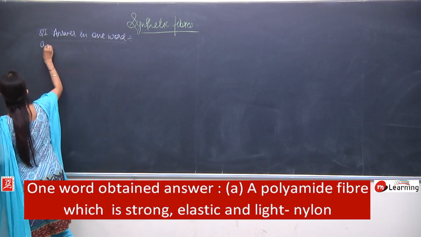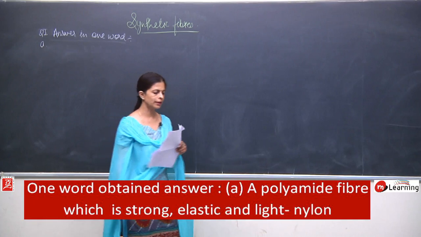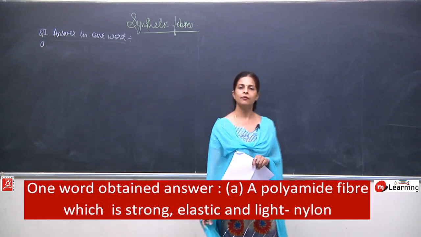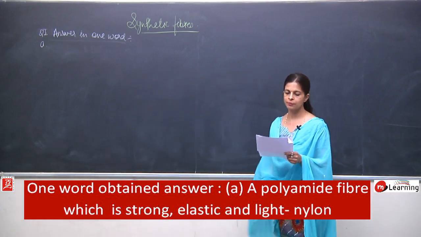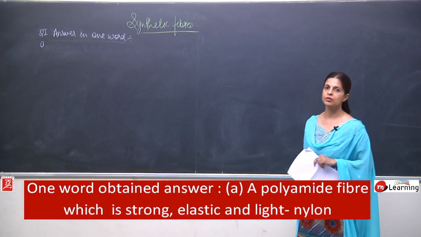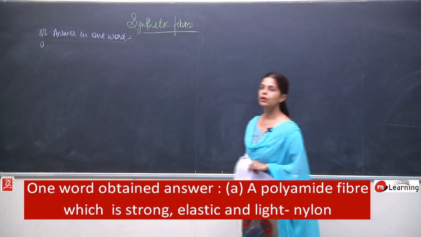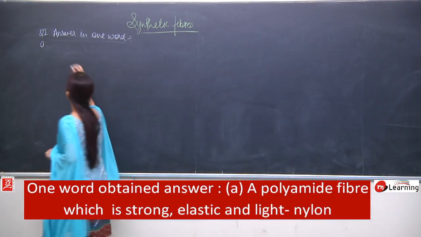Now A is polyamide fiber, which is strong, elastic and light. They are asking which fiber is polyamide, and it is light also, it is strong also, and it is elastic also. So we know that it is nylon.